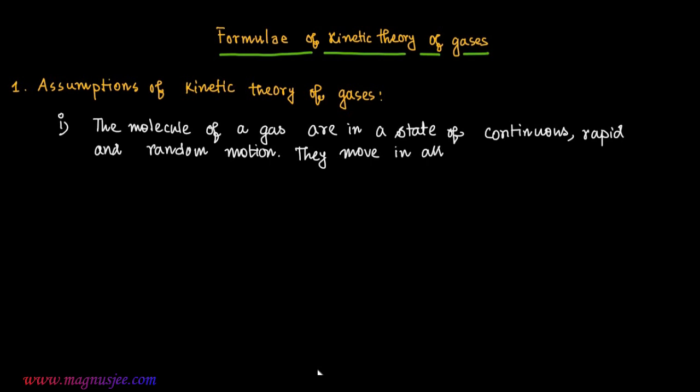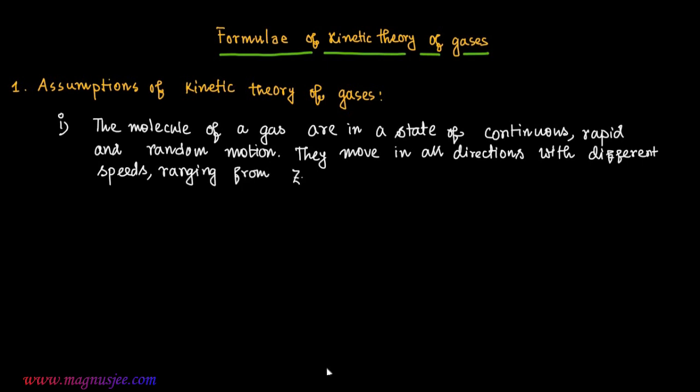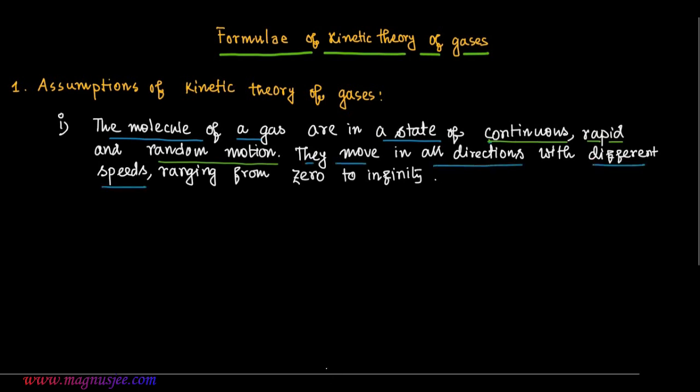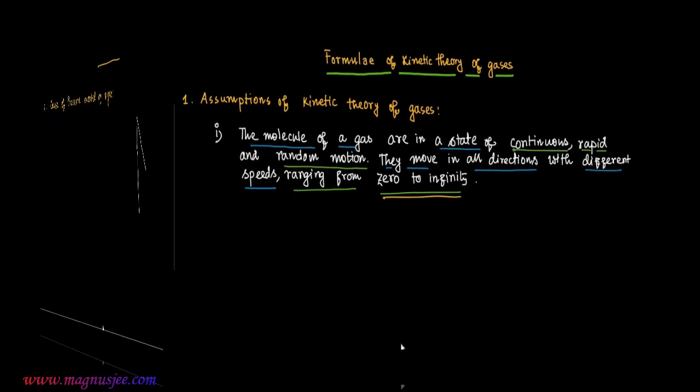They move in all the directions with different speeds or velocities ranging from 0 to infinity. This is the main assumption of kinetic theory of gas. Molecules of a gas are in a state of continuous, rapid and random motion. They move in all directions with different speeds ranging from 0 to infinity.